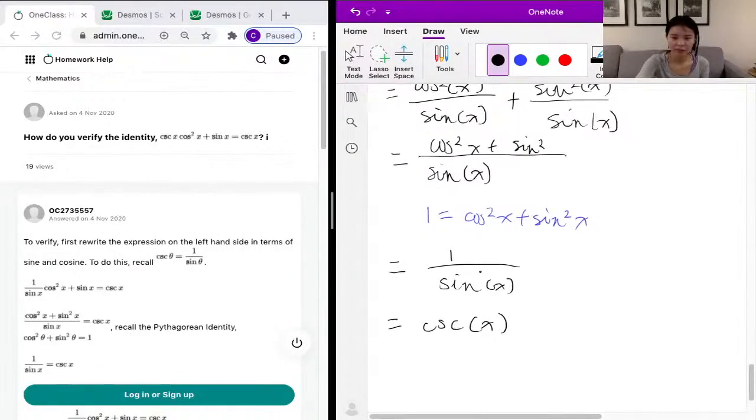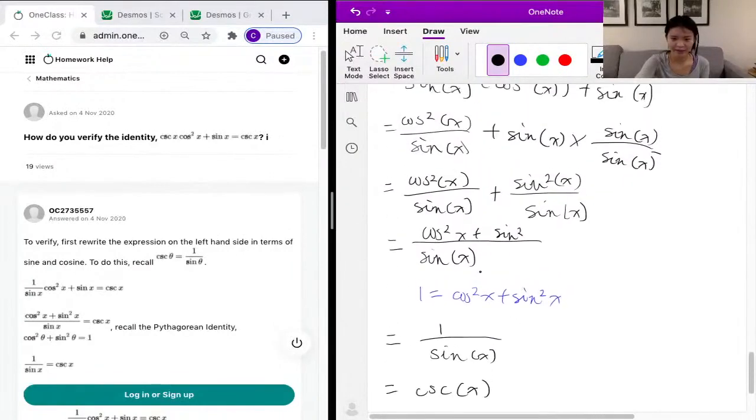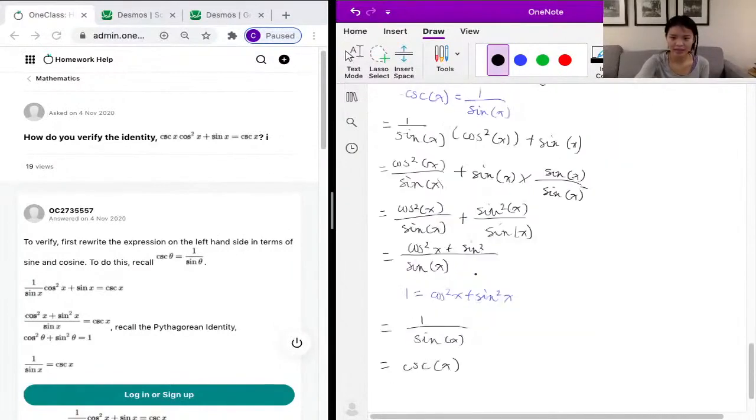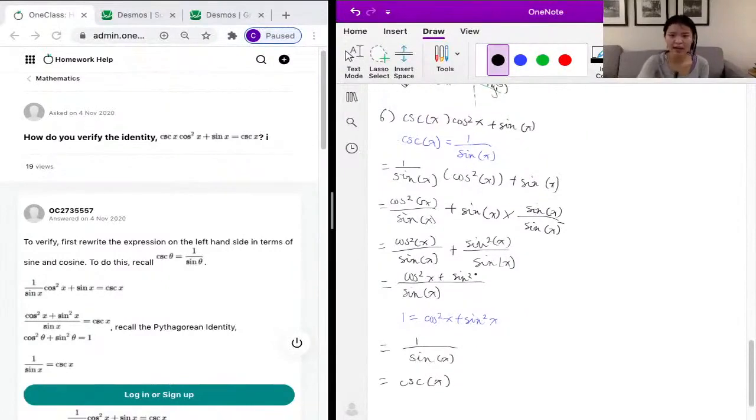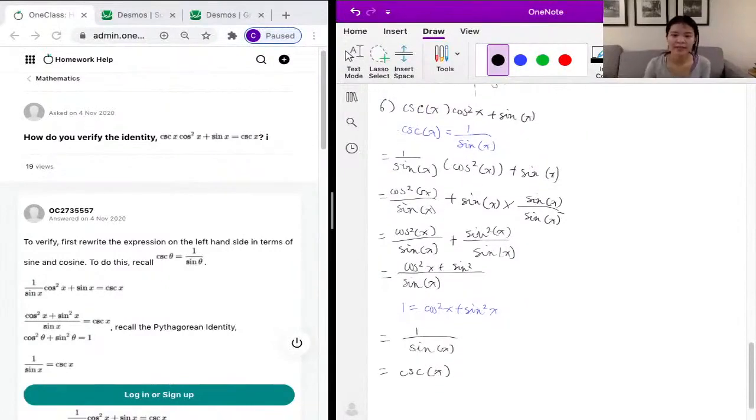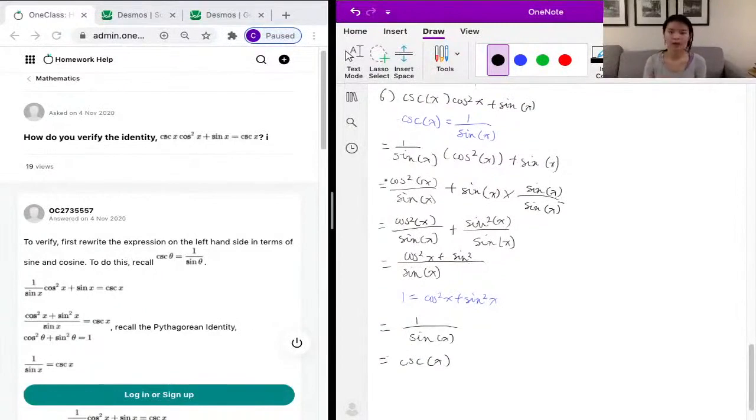And we are done verifying this identity, because on the top we started with cosecant of x, cos squared x plus sin x, and we arrived at cosecant of x. So we started on the left-hand side of the equation that we want to verify, and we ended on the right-hand side. So we completed our verification, and this expression is true.